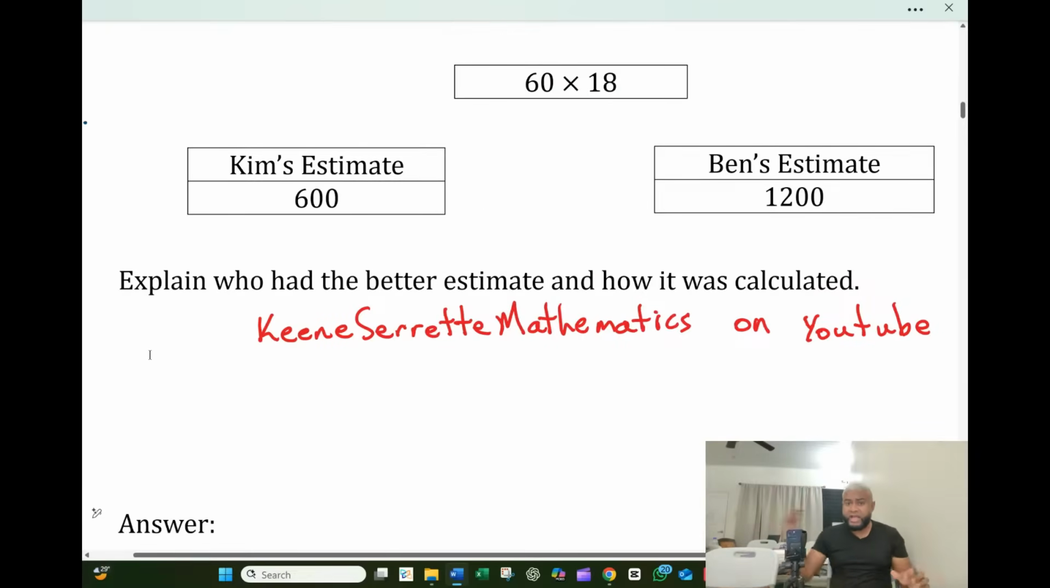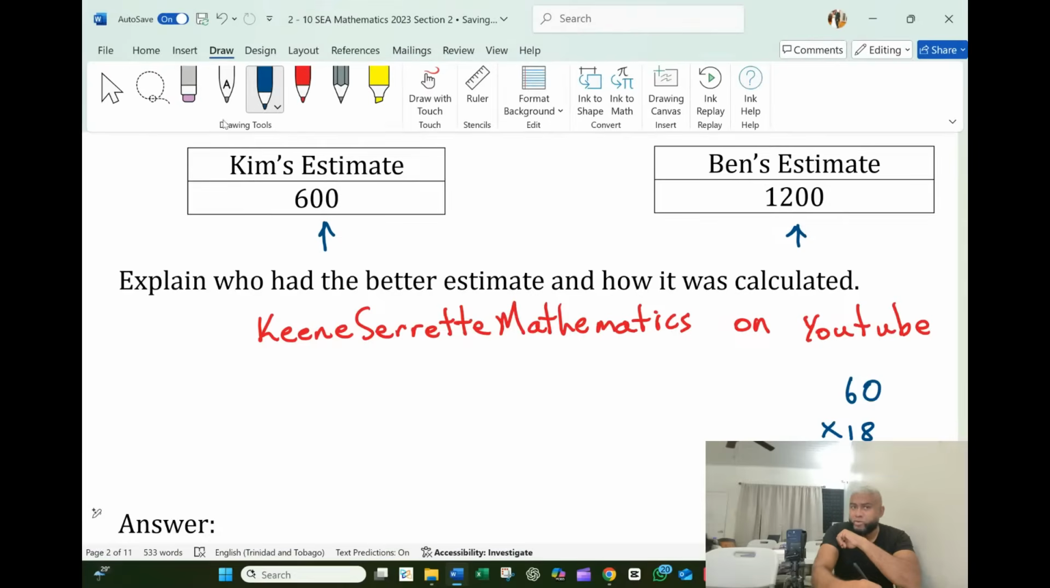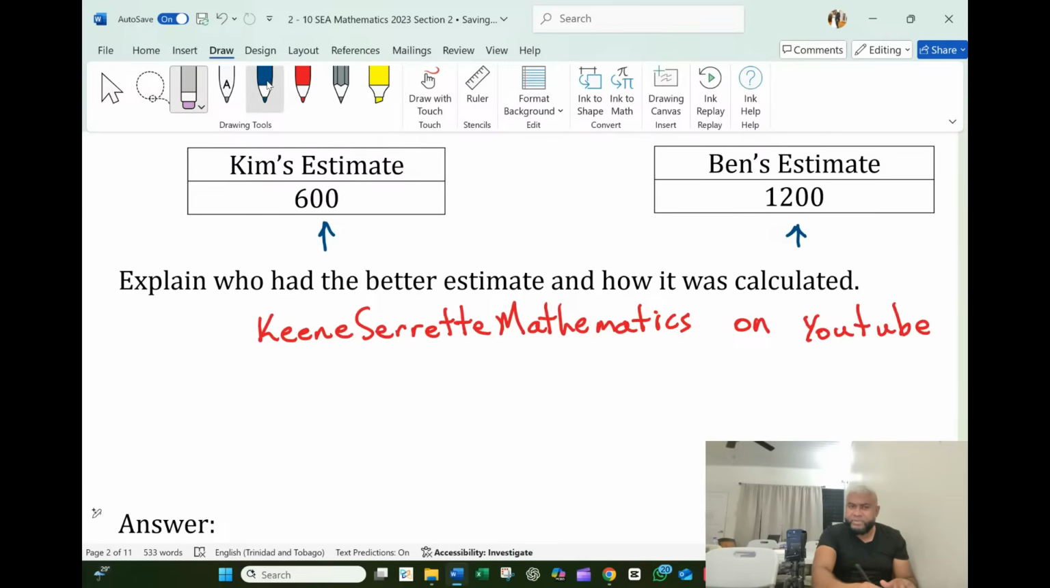So here what I gather from this, I would first multiply 60 by 18. Moreover, they say, explain who had the better estimate and how it was calculated. So we have to figure out how Kim got this and how Ben got this. So what I was going to do would not work. We need to take a different route. Now, for the better estimate here, we should still probably calculate it first. Let me just calculate it.